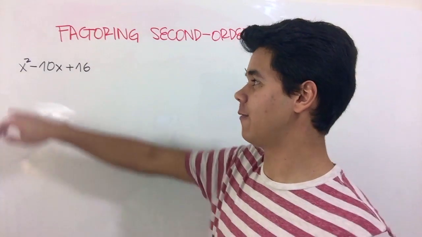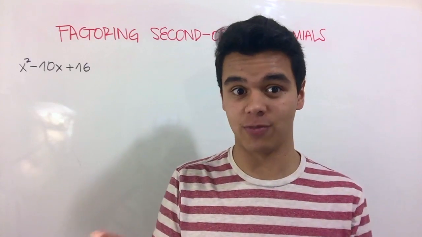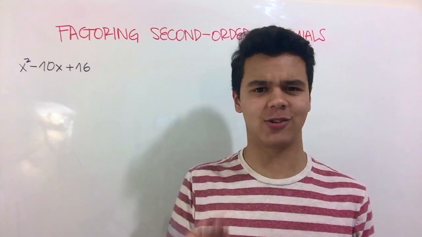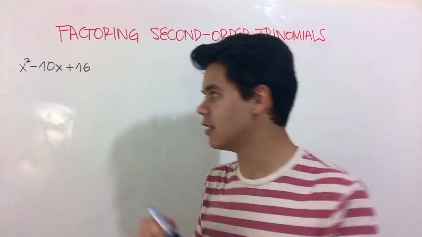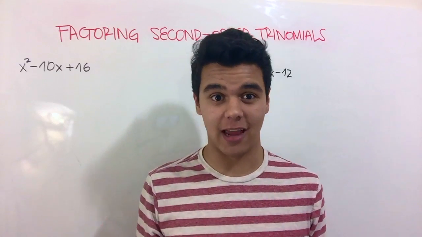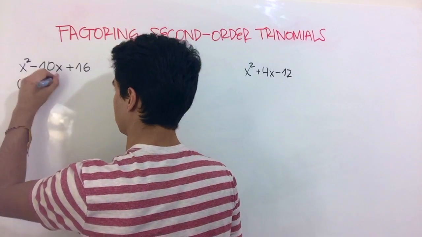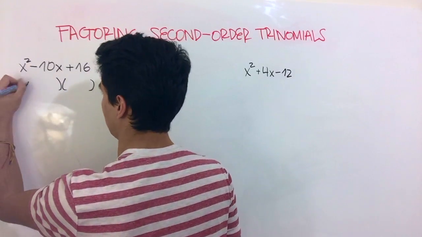So notice that the coefficient in the quadratic term is equal to 1, so we don't have to worry much about it. The first thing that you have to do with these expressions is just take the square root of the first term and put it in the parentheses. The square root of x squared is x, so that's what I'm gonna do. So I just write the parentheses and put the square root of the first term in both of them, so x and x.